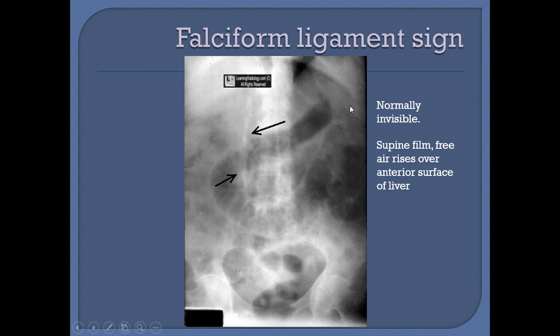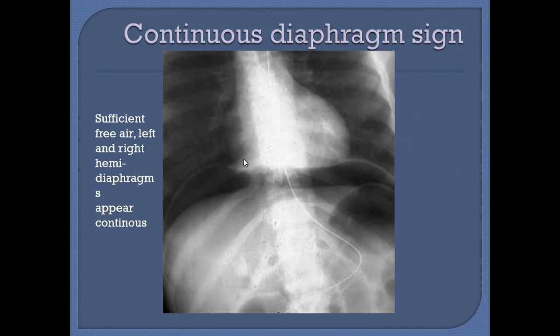Then falciform ligament sign. You can see this thing. It is normally invisible, but in a supine film, free air rises over the anterior surface of the liver, and you can see this sign. Continuous diaphragm sign. If sufficient free air is present under both left and right hemidiaphragms, then you can see this sign. This is the left hemidiaphragm, this is the right hemidiaphragm, this is the free air, this is the stomach bubble, and you cannot see any gap between the left and right hemidiaphragm. This is the heart.